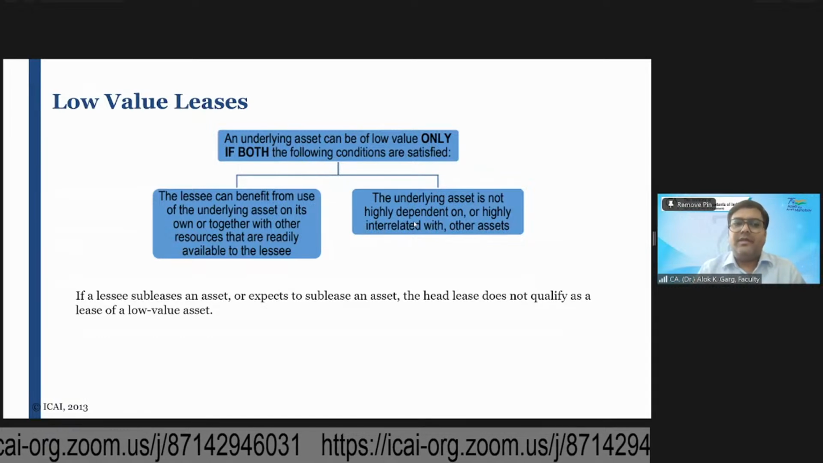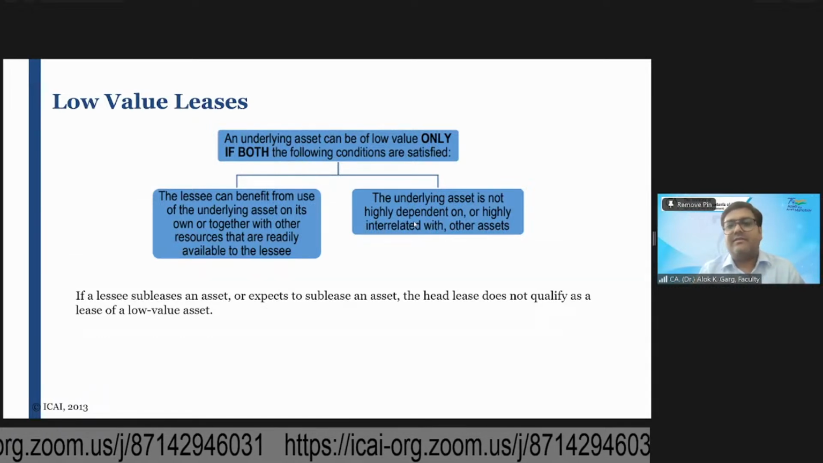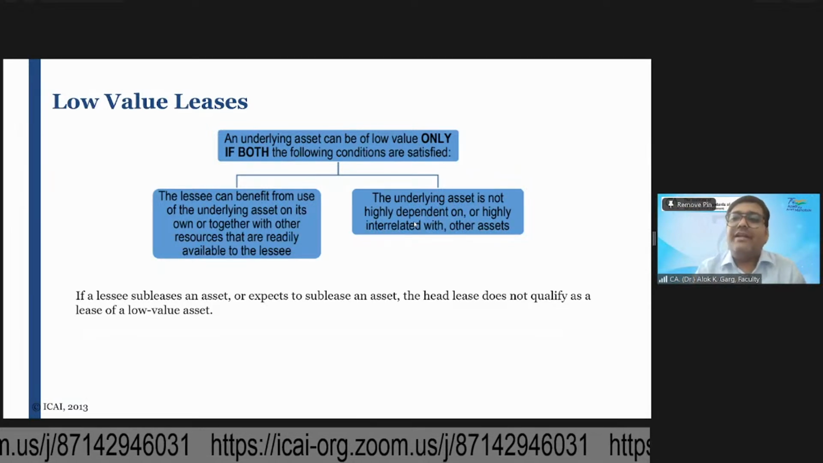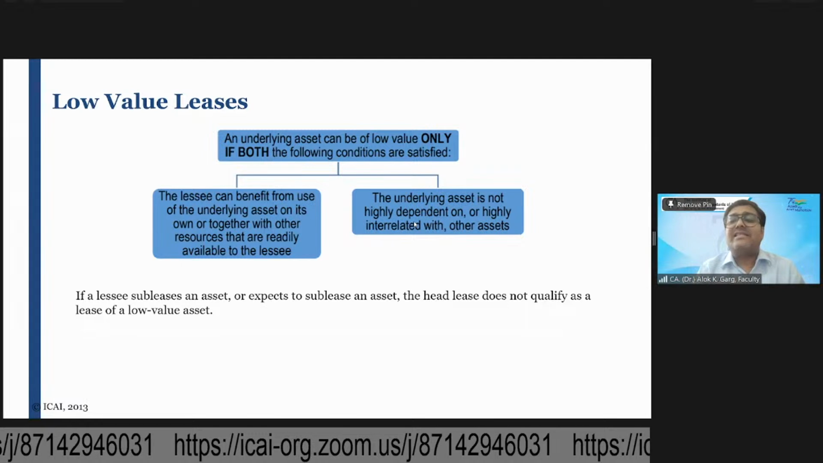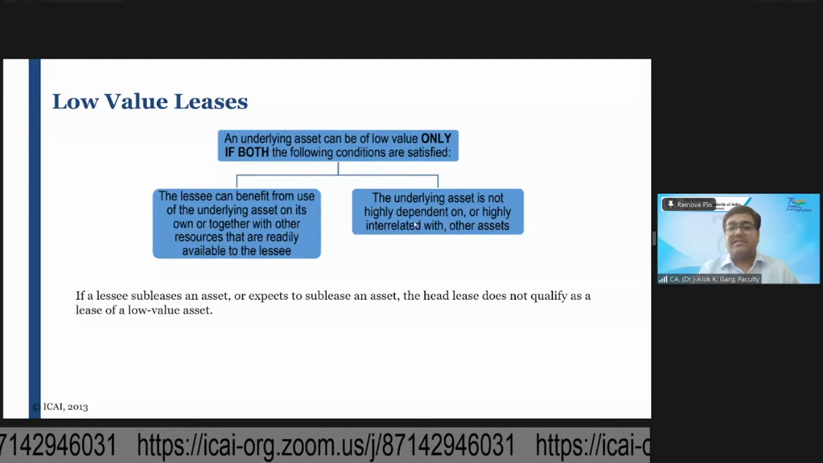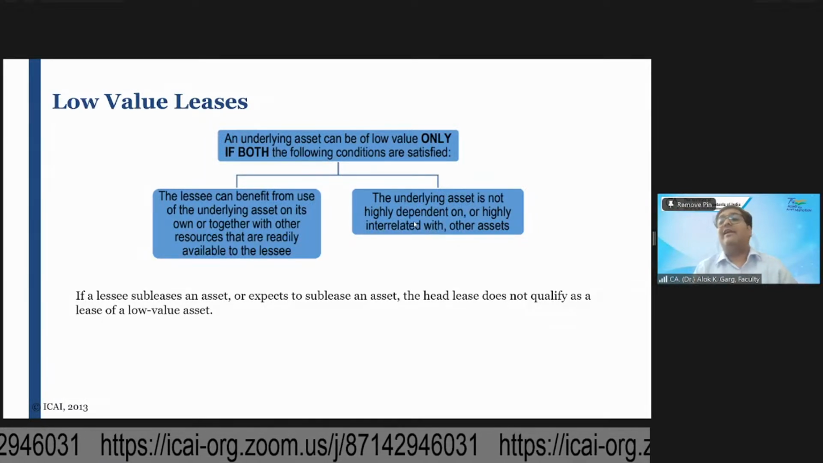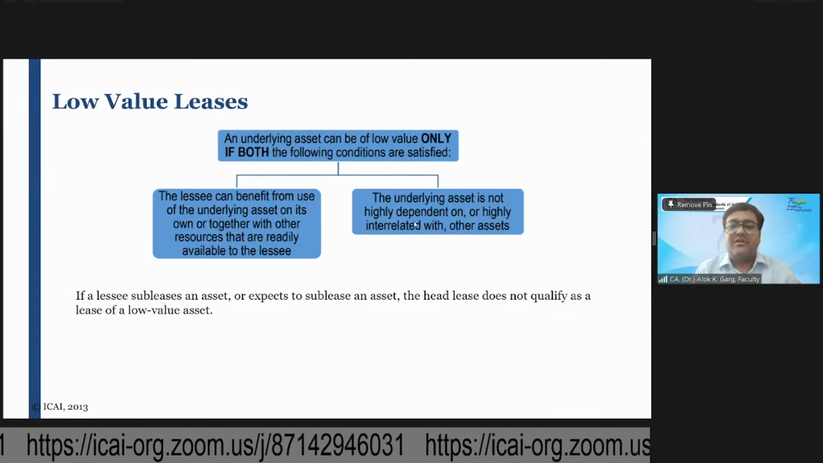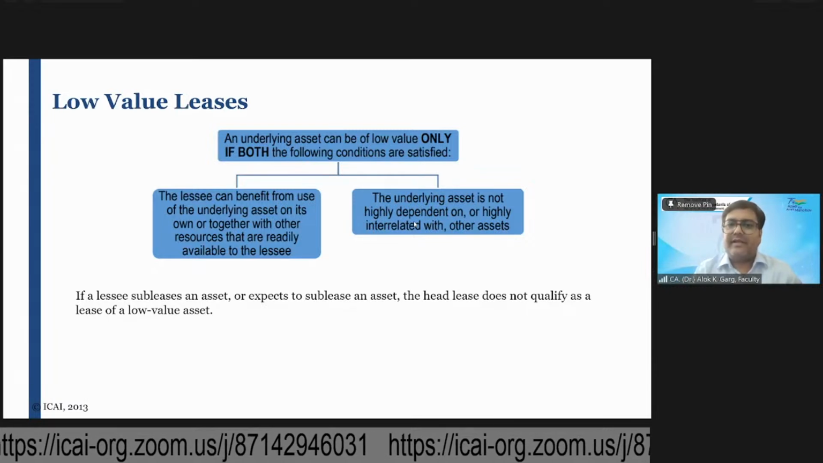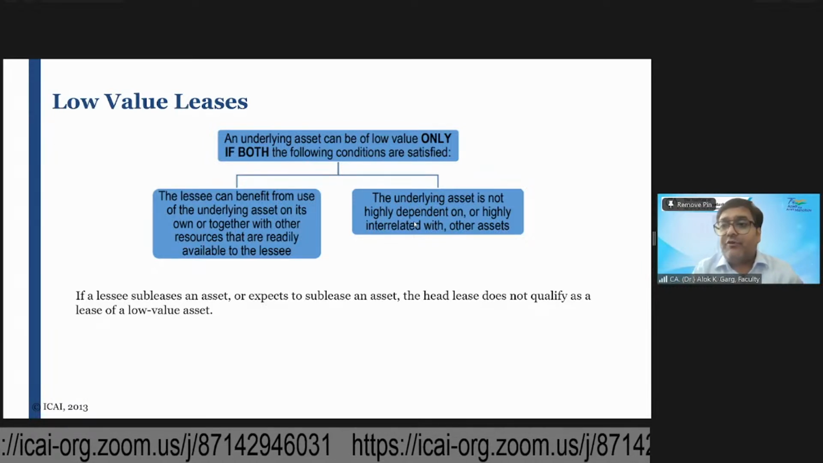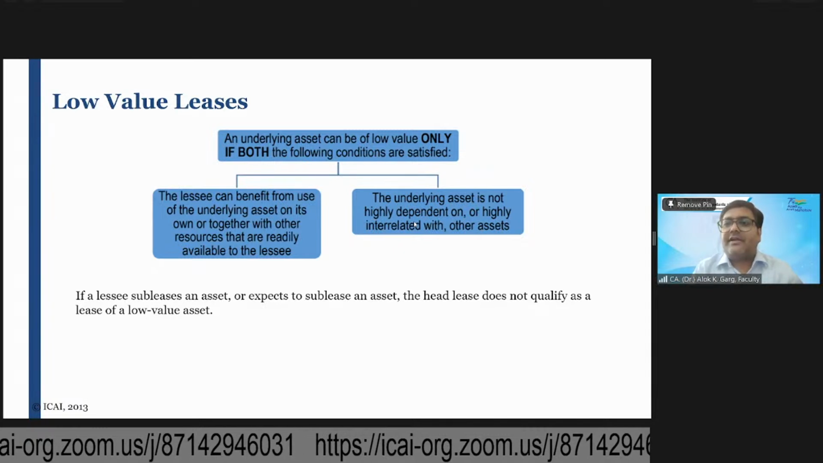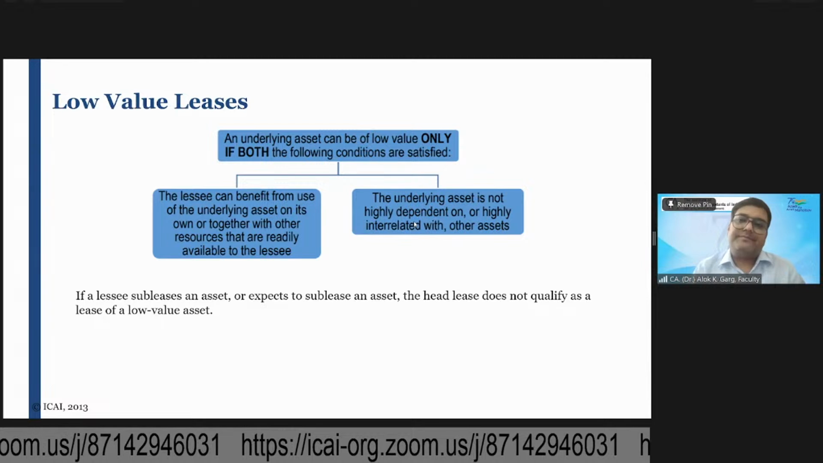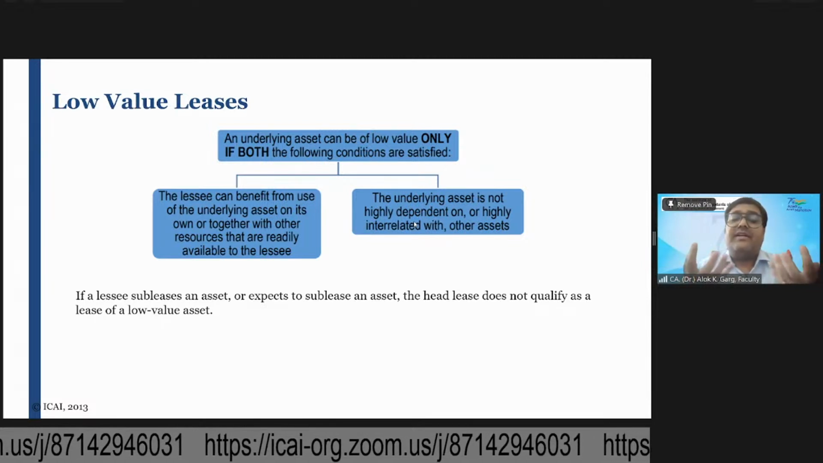So in your articleship period, you must have seen there are a lot of leases, and these leases are sometimes for small items as well. For example, tea or coffee vending machine, table, chairs, furniture and fixture, office equipment like fridge, water purifier, printer, computer, laptop, mobile, which are taken on a lease basis many times. So these leases are considered as low value leases.